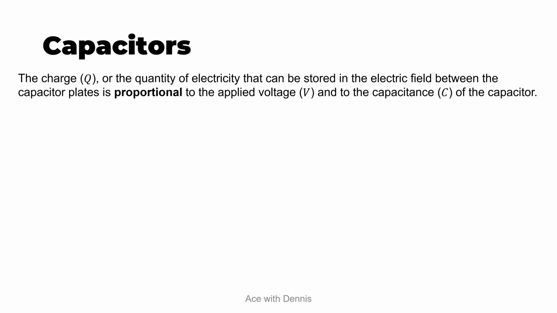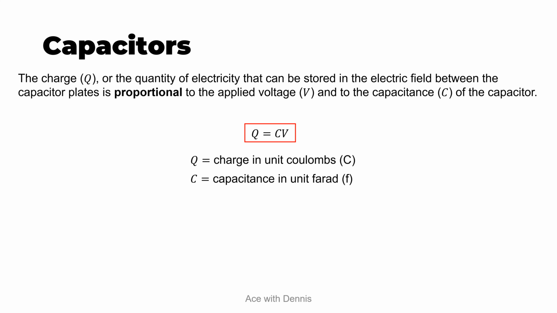The charge Q, or the quantity of electricity that can be stored in the electric field between the capacitor plates, is proportional to the applied voltage V and to the capacitance C of the capacitor. Hence, the formula of the capacitor is Q equals CV, where Q is the charge in unit coulombs, C is the capacitance in unit farad, F, and V is the voltage applied in unit volt, V.